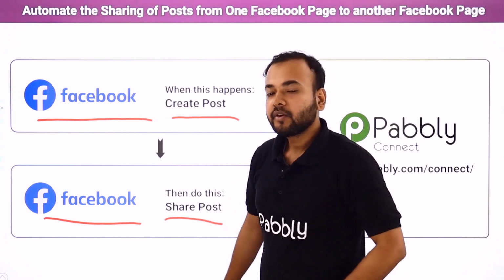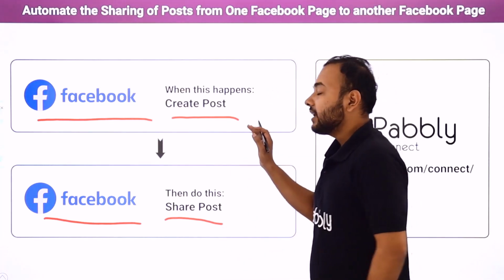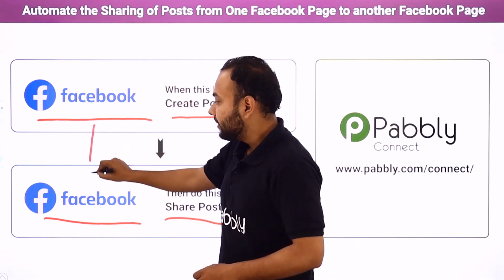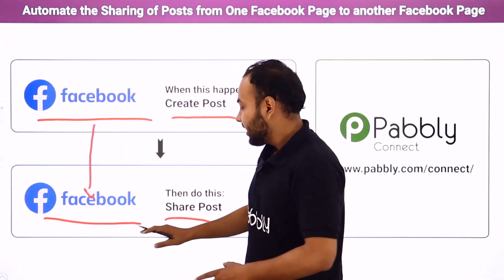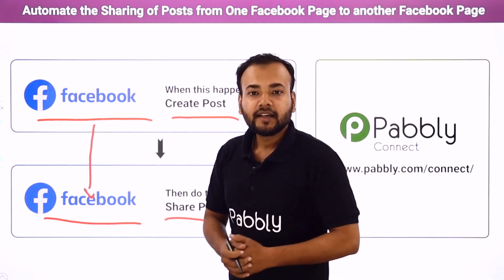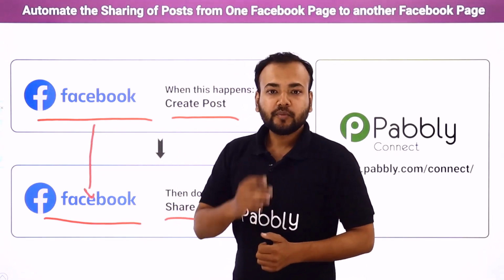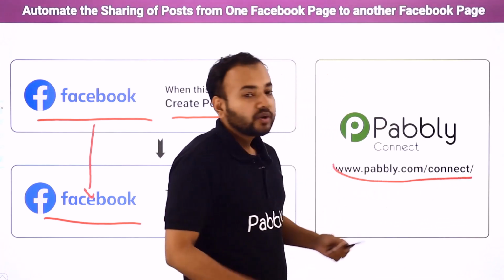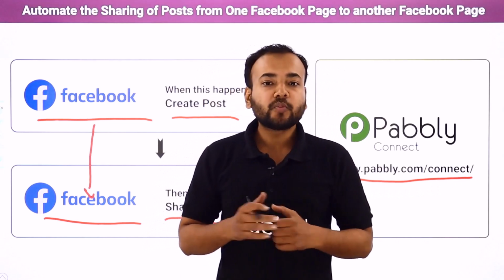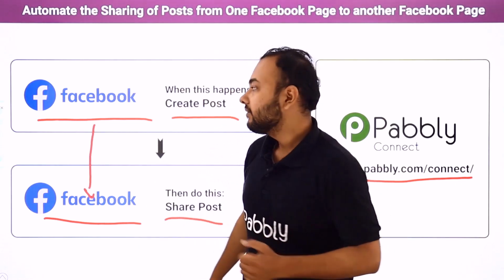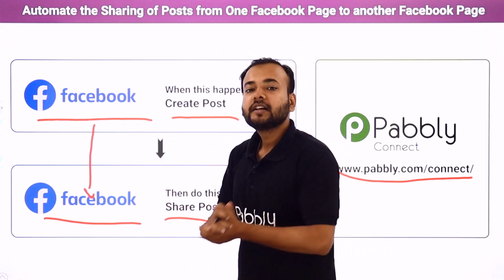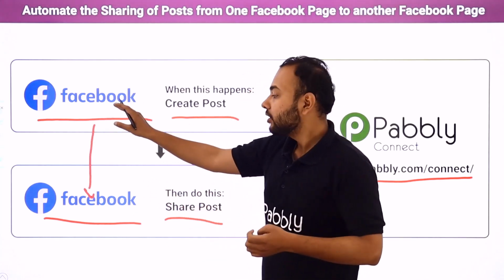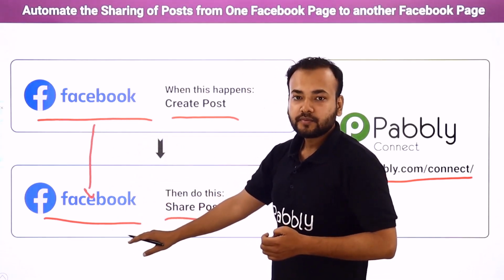So I have a better way for you. What if I tell you that as and when you create a post in one of your Facebook pages, the same post will be delivered on another Facebook page and shared with your audience automatically. Yes guys, this can happen, and to make this happen I am using a software called Pabbly Connect. Pabbly Connect is an integration and automation software, and it will connect these two Facebook pages together such that whenever you post content in one Facebook page, the same content will be shared with your other Facebook page.